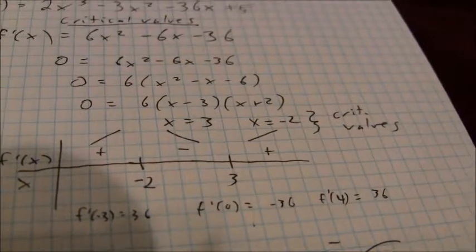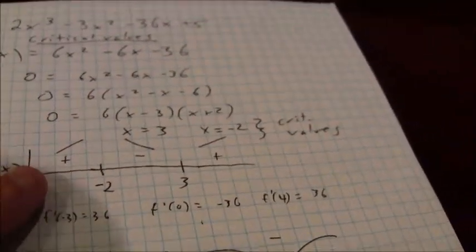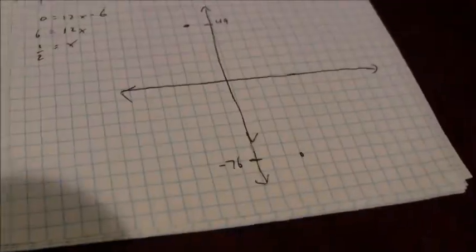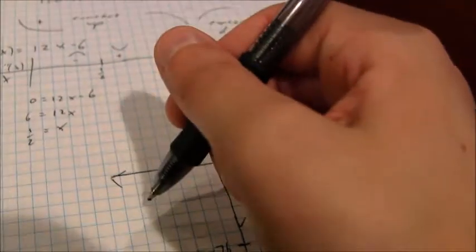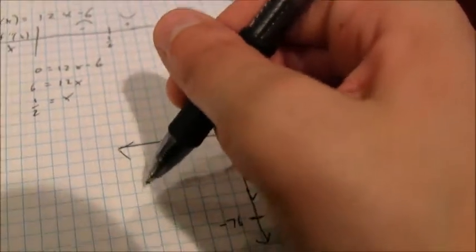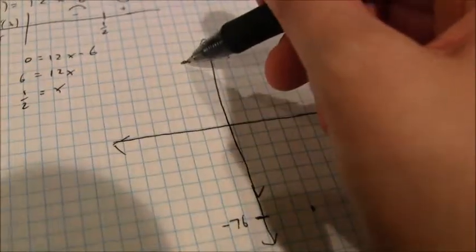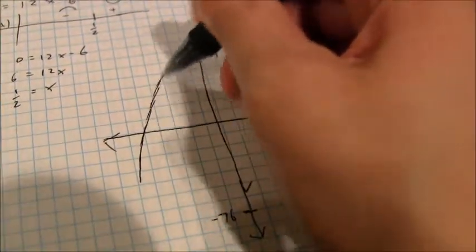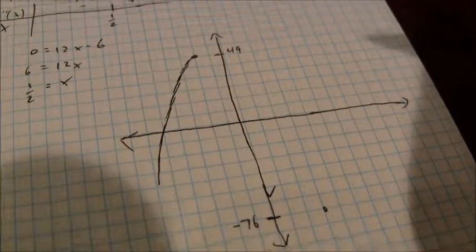Notice that my graph is increasing all the way up to an x value of -2. And if we look down here at the second derivative, it's going to be concave down. So basically we've got something like this happening. It's going to be increasing all the way up to this point. It's going to be concave down. So basically this type of situation here.